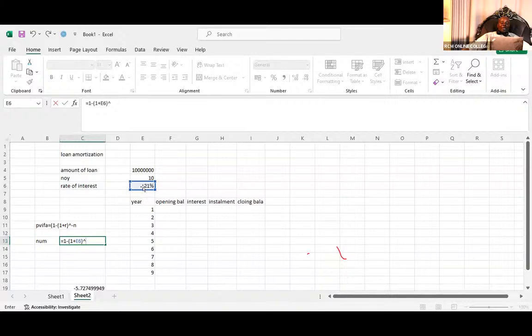Great. So raise to negative. You press the negative, raise to negative. So negative n, you see n is 10. So raise to negative 10. You can even punch the negative 10 or you pick it from up there. We like picking figures from the cells. That's very good. Say enter.